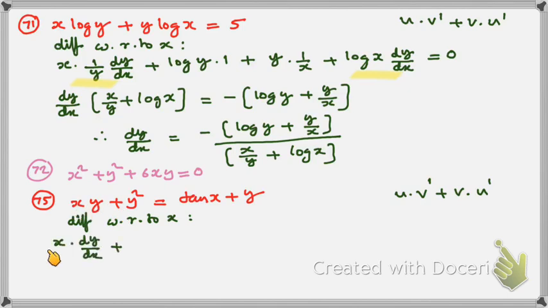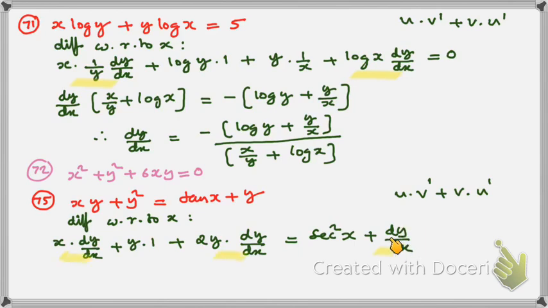So x, the first function, into the derivative of the second, dy by dx, plus second function y into the derivative of the first, which is 1, plus y square, whose derivative is 2y into dy by dx. Anything in y when you differentiate is followed by dy by dx. So the y square derivative is 2y times dy by dx is equal to, right hand side, tan of x plus y will be sec square of x plus y, and y gives dy by dx when I differentiate.